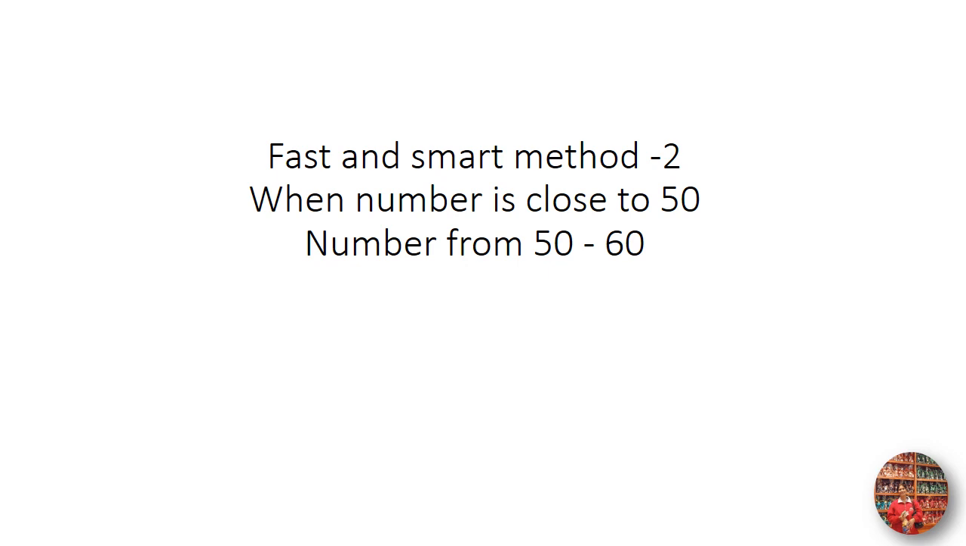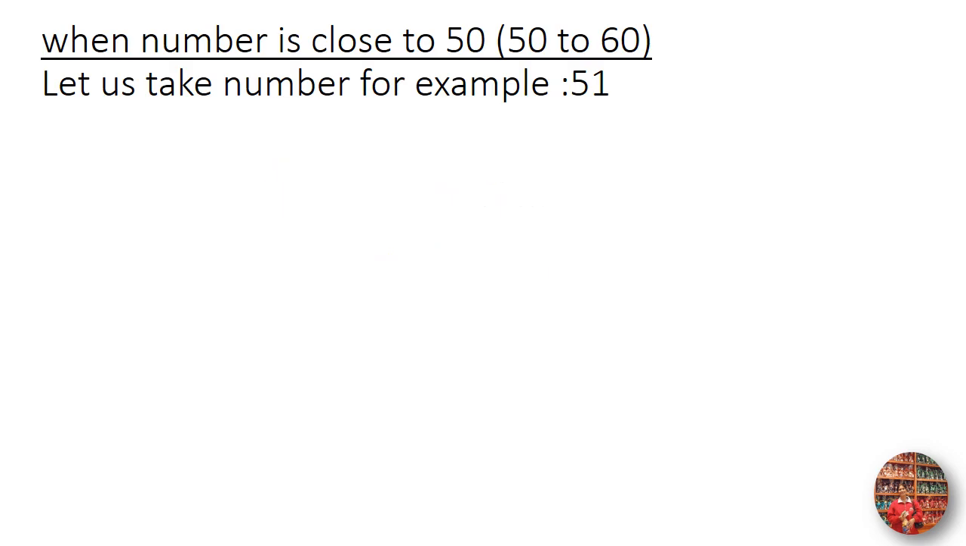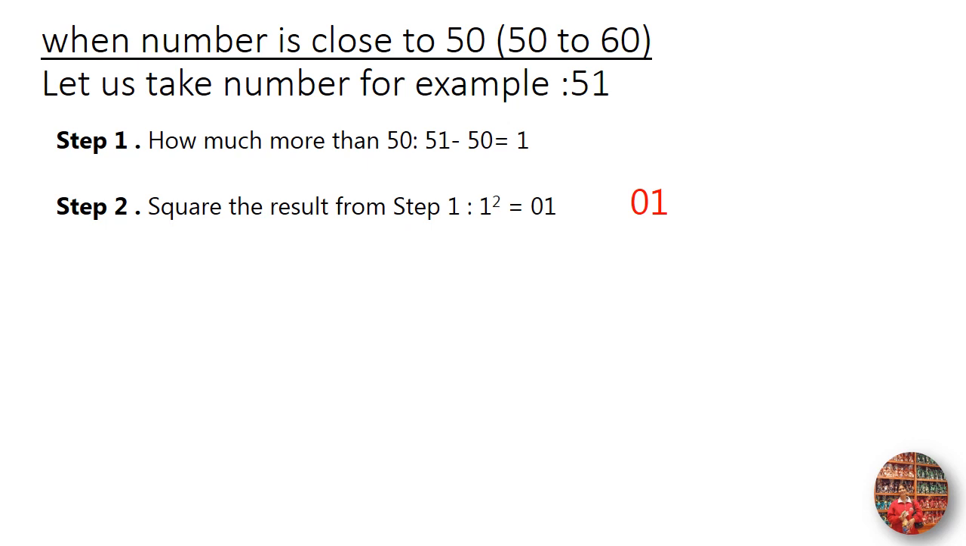First and smart method 2, when the number is close to 50 and it is more than 50, or between 50 to 60. So example is, first I'm taking 51. So here we'll see how much it is more than 50. So it is 1 more. Same method will apply. 1 square, 01, it will be written on the right side.